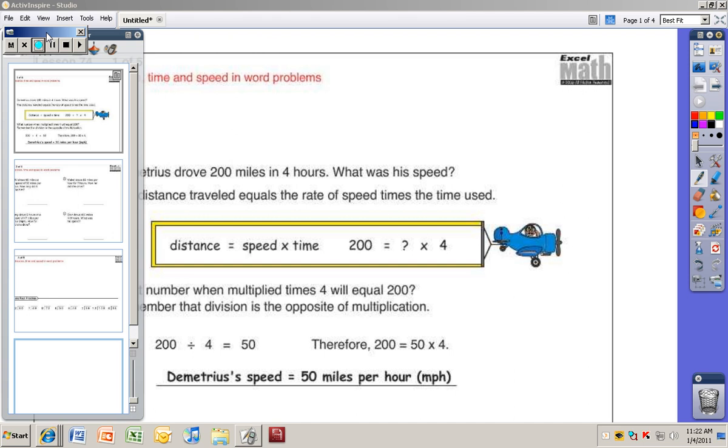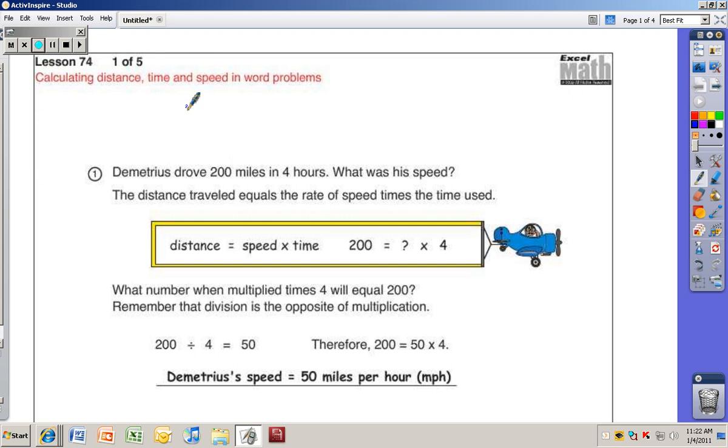Lesson 74. We're going to be looking at speed today, and calculating distance, time, and speed in word problems. Also doing a little bit of math fact work.